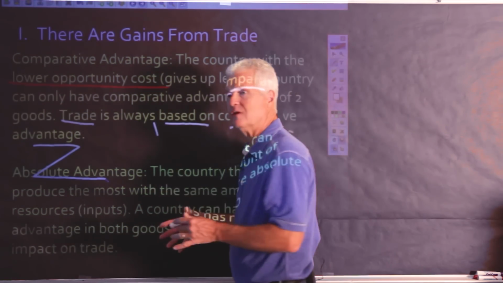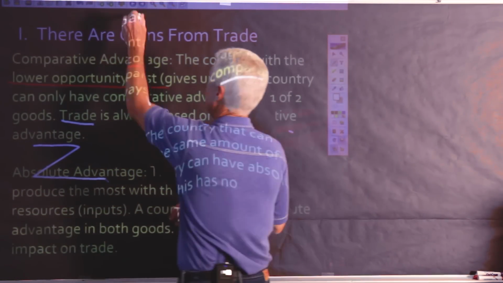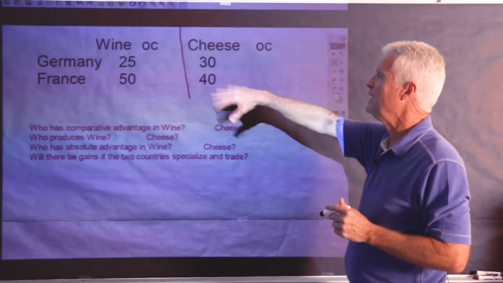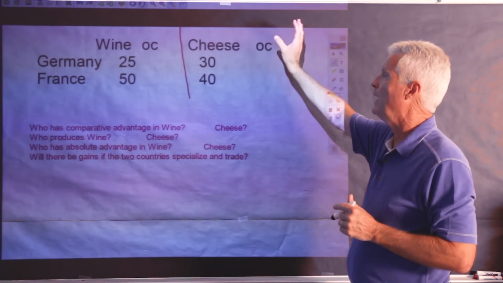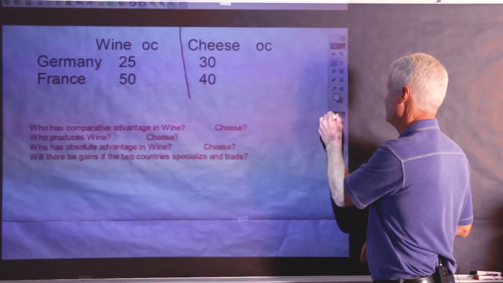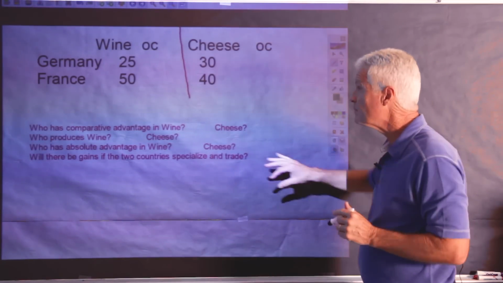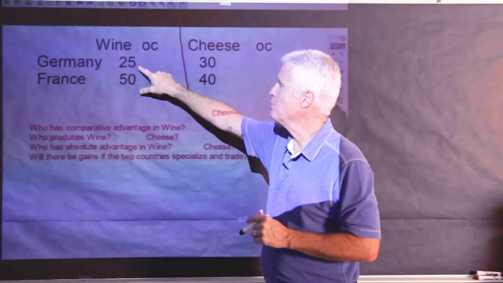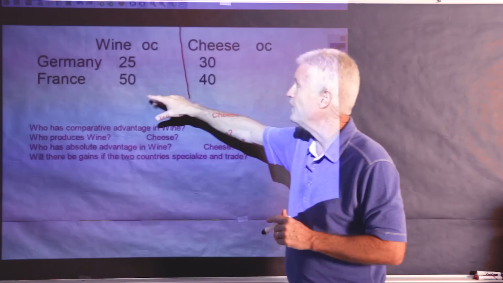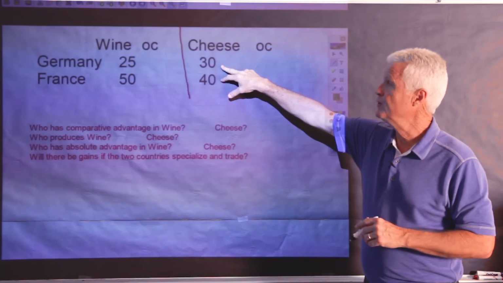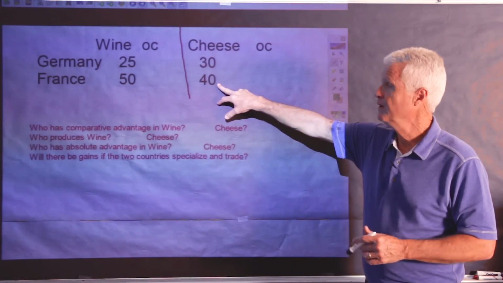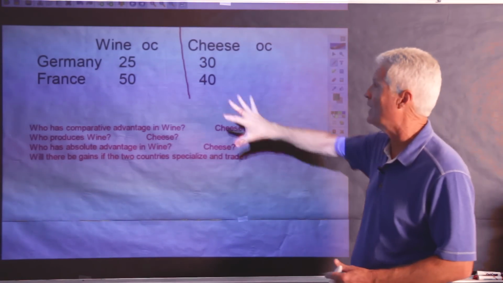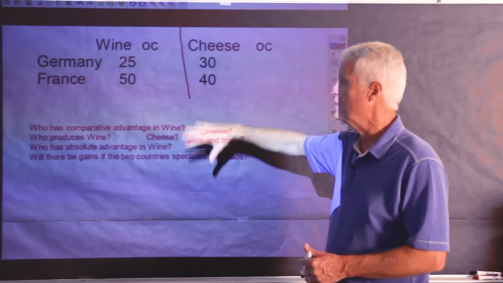So what does this look like? We're actually going to calculate it. Okay, we've got Germany and France, and our two goods are wine or cheese. That's it, okay? No other options. So Germany can produce 25 bottles of wine. France can produce 50. Germany can produce 30 pounds of cheese. France can produce 40, and let's say that's one person in one day or whatever. Doesn't really matter, but same goods.